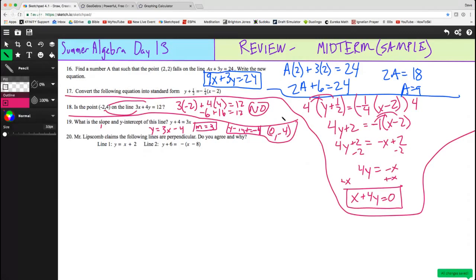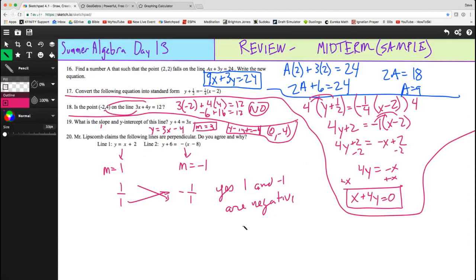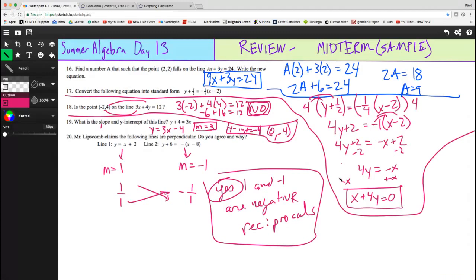All right. Mr. Lipscomb claims the following lines are perpendicular. Do you agree or not? Well, I've got to find my slopes and see if they're negative reciprocals. This slope is 1 and this slope is negative 1. And 1 and negative 1 are negative reciprocals. Yes. Notice how I'm boxing all my answers for the most part. Sometimes I'm circling, but really I like to see them boxed. The box really calls it out.